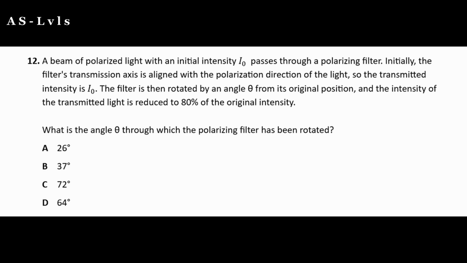Question 12. A beam of polarized light with an initial intensity I0 passes through a polarizing filter. Initially, the filter's transmission axis is aligned with the polarization direction of the light, so the transmitted intensity is I0. The filter is then rotated by an angle theta from its original position, and the intensity of the transmitted light is reduced to 80% of the original intensity. What is the angle theta through which the polarizing filter has been rotated?